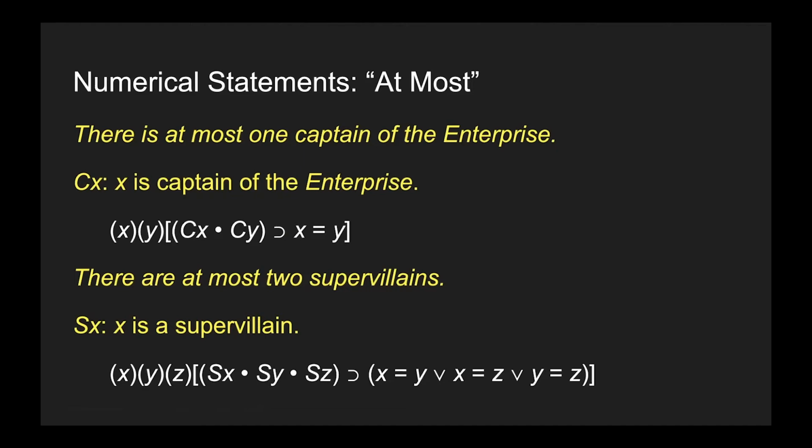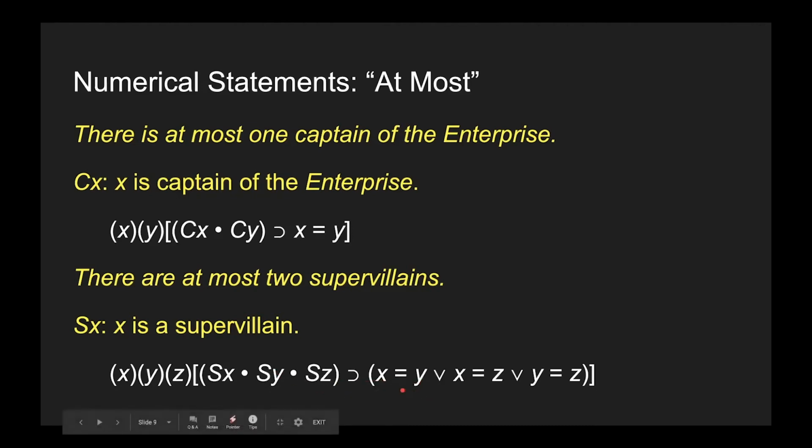Same thing with the next example, though this one says there's at most two of something. There are at most two supervillains. So let's let the one place predicate SX stand for X is a supervillain. And I think you can see what's going on here. Basically it says, take any three things you want, X, Y, and Z, for all X, for all Y, and for all Z. If they're all supervillains, X is a supervillain, Y is a supervillain, and Z is a supervillain, then at least two of them have to be identical.